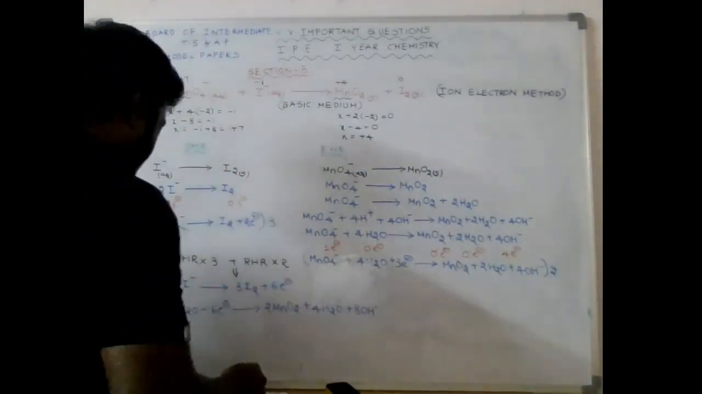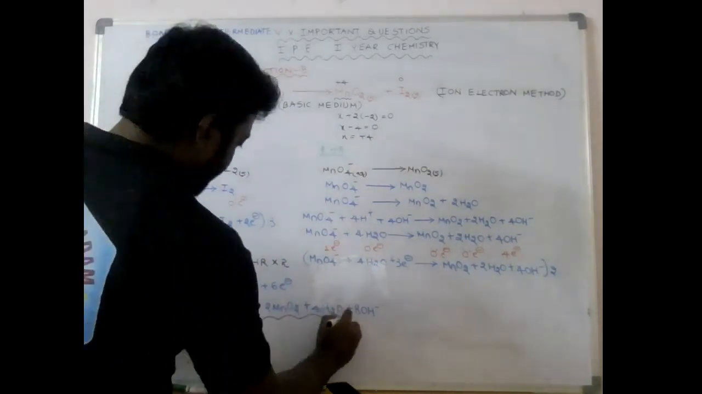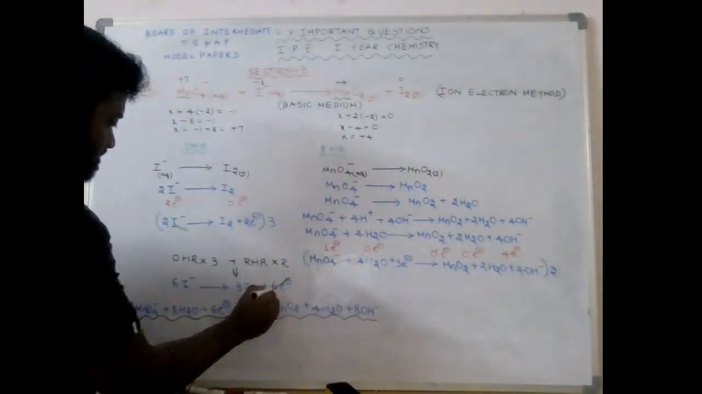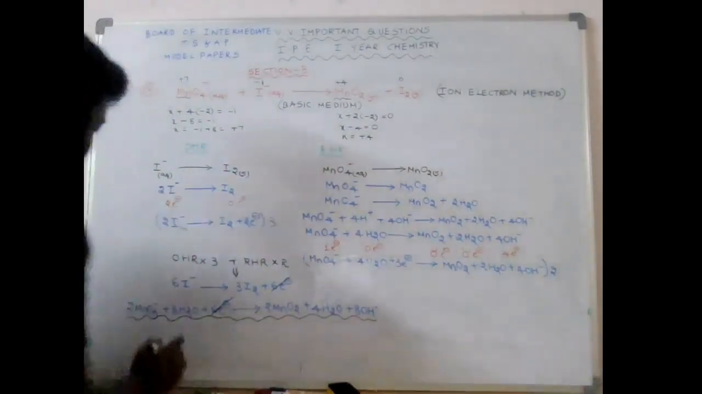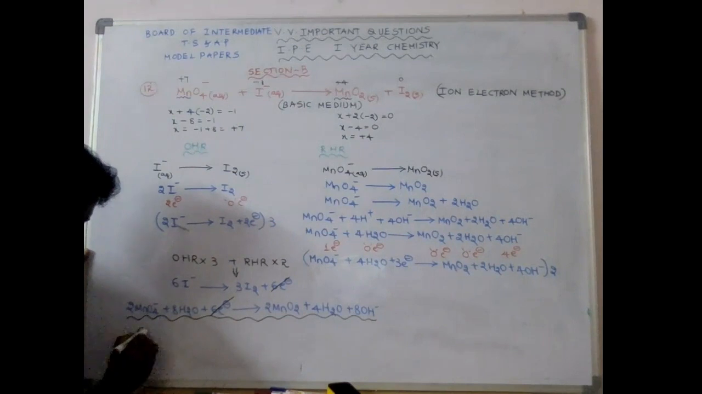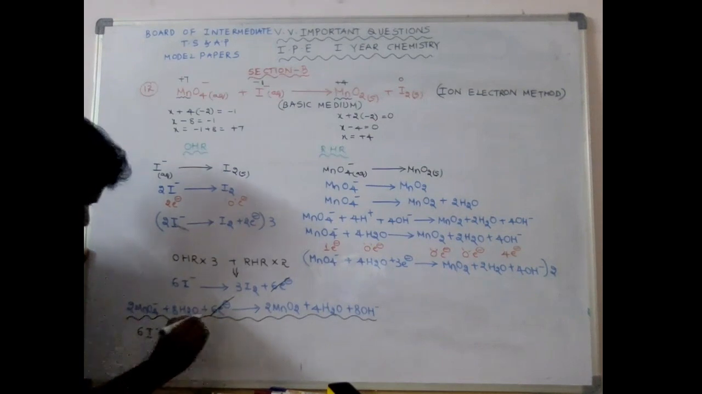Now we have to add both of them, so the final answer will come. Here the 6 electrons and 6 electrons will get cancelled. The remaining part we have to write as it is. So what do we have here? 6I minus, here I wrote, plus 2 MnO4 minus.